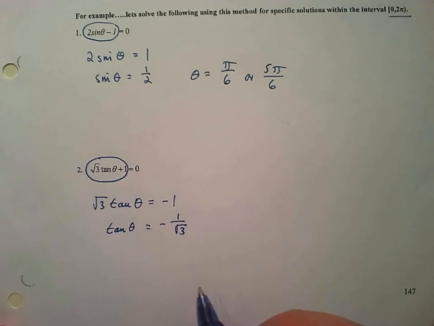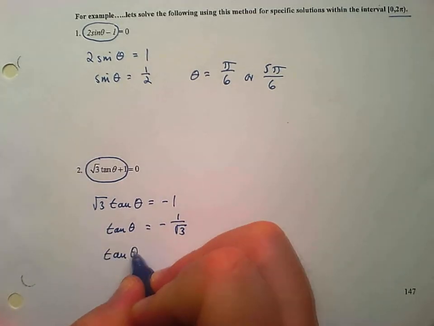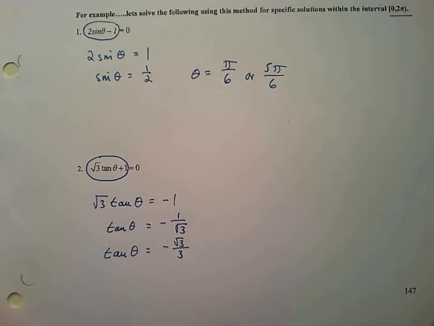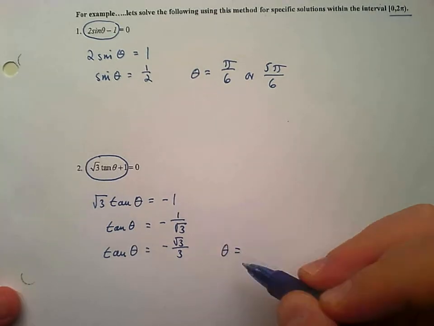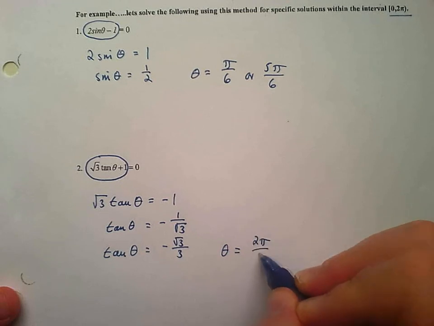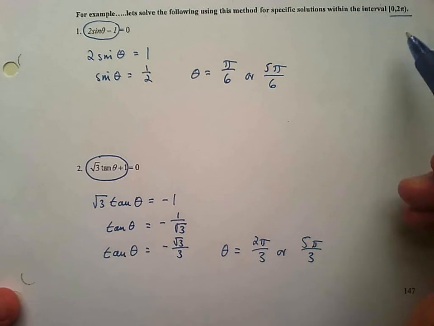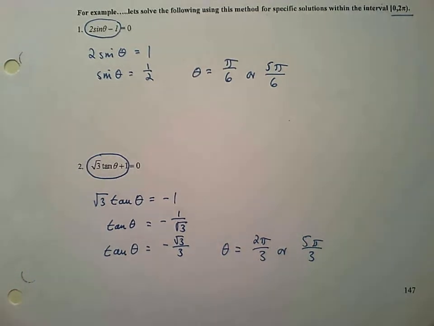And as usual, we shouldn't have a radical sign in our denominator. So I'm going to rewrite this as the square root of 3 over 3. Now, when is tangent of theta equal to the negative square root of 3 over 3? Well, that's whenever theta is equal to 2 pi over 3 or 5 pi over 3, especially if we're going to restrict ourselves from 0 to 2 pi. And again, we're getting these two solutions from our unit circle. That is something you most certainly should be very comfortable with at this point in the semester.